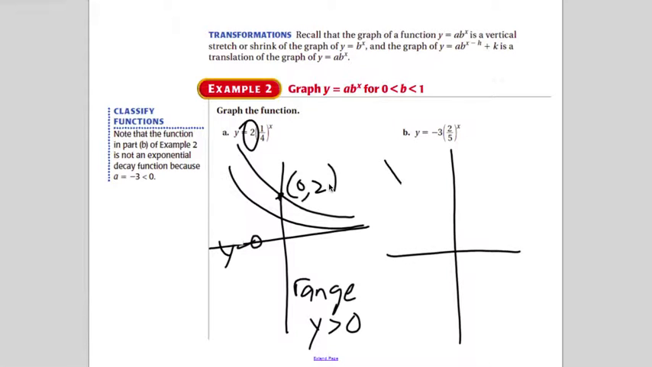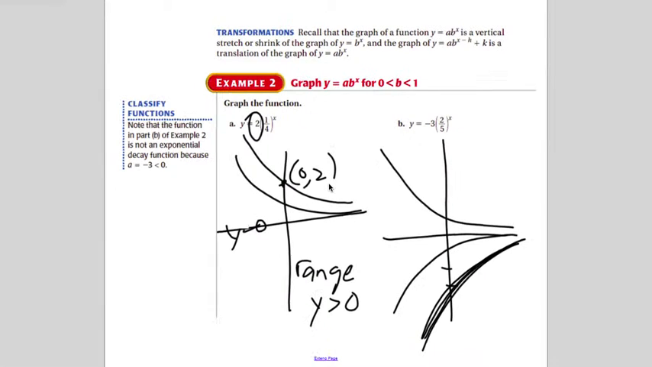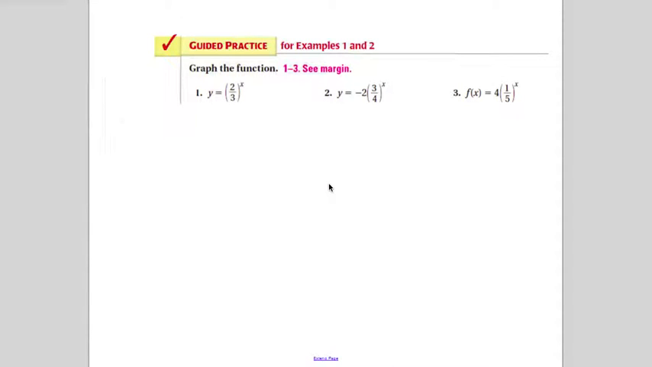For b, we still have an exponential decay function. We're going to flip it because it's negative. We're going to multiply it by 1, 2, 3, which means this is our final function. Go ahead and pause the video now and try number 2, and then you can press play on the video again to see the solution.